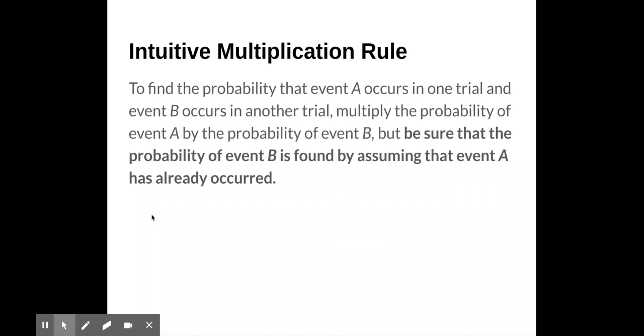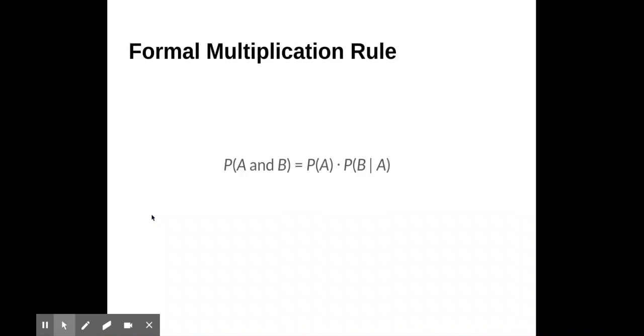So intuitively, it's really simple. We simply multiply the probability that event A occurs in trial 1 and event B occurs in trial 2. When we're doing this, we have to use this conditional probability. We can't just say probability of A times probability of B, because for the second thing, we are assuming that A has already happened.